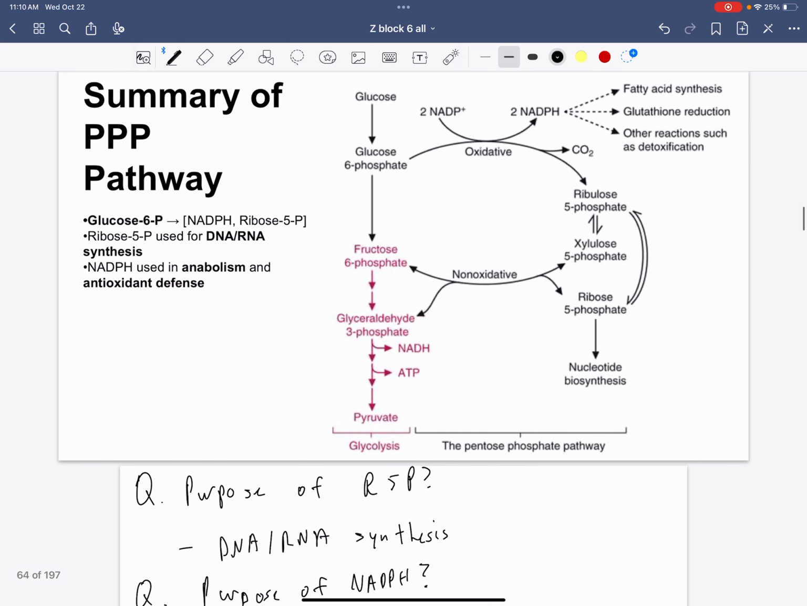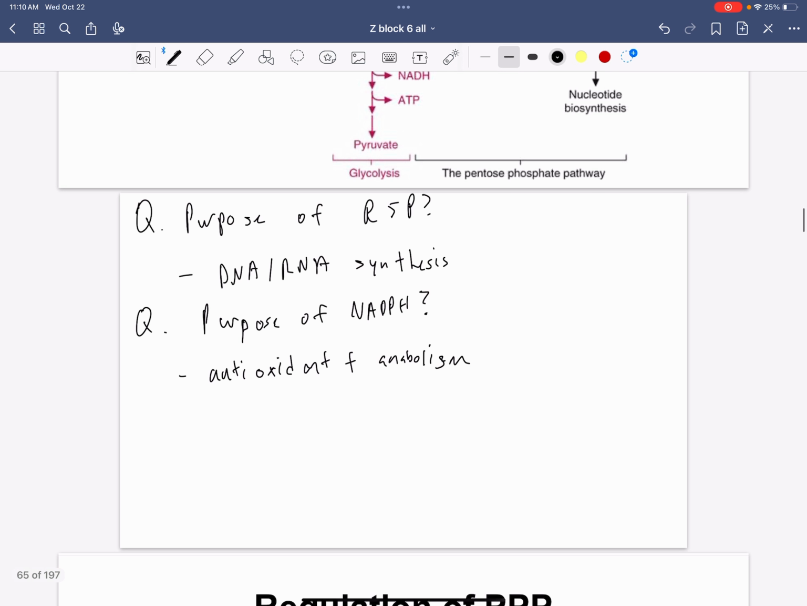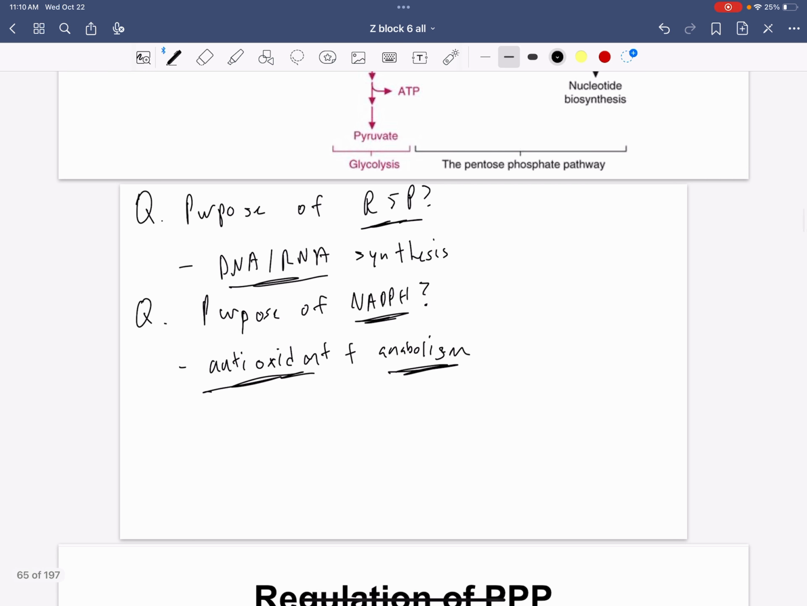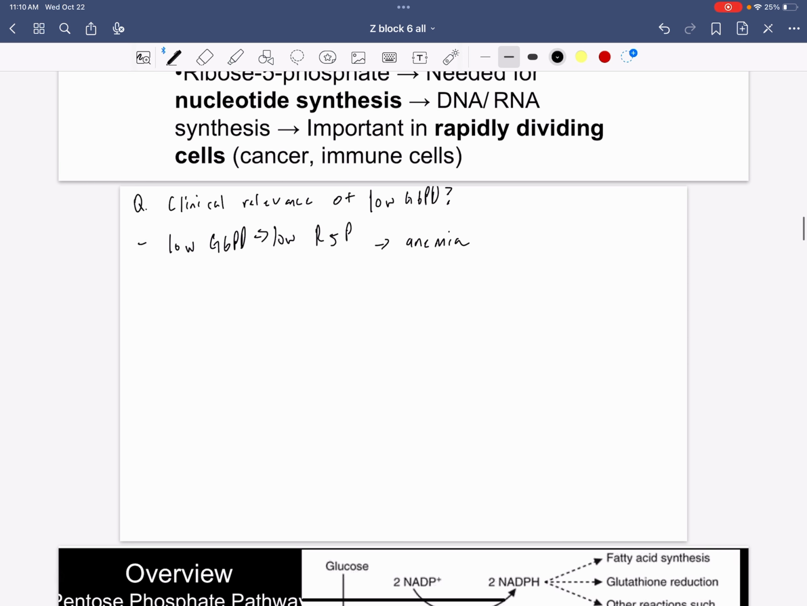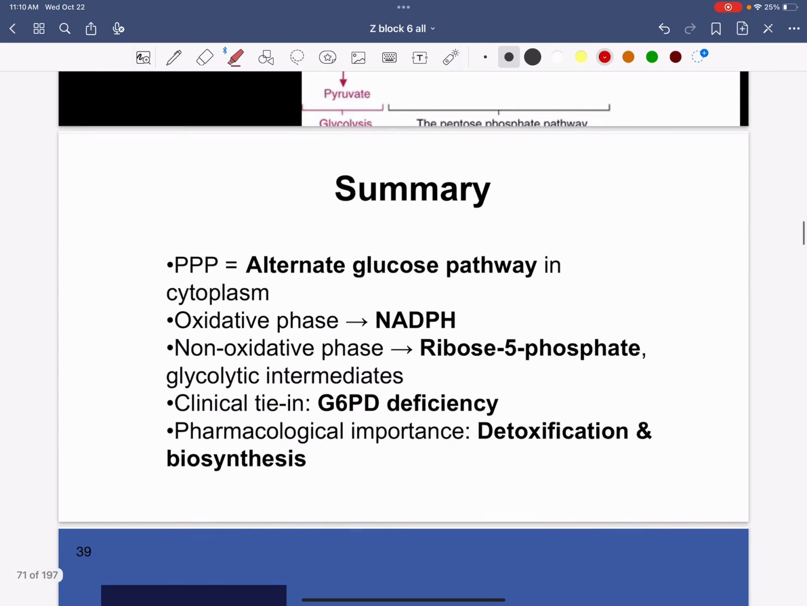All right, and then just a couple of clinical notes. The purpose of R5P is DNA and RNA synthesis. The purpose of NADPH is that it's an antioxidant, and it participates in anabolism, or you're building up. So this is your electron carrier. And then the clinical relevance of G6PD, remember, this is the enzyme that makes that precursor right before you get to R5P. If you have low G6PD, it's going to lead to less R5P, which leads to anemia. So just remember, low G6PD is anemic. That's pretty much it.